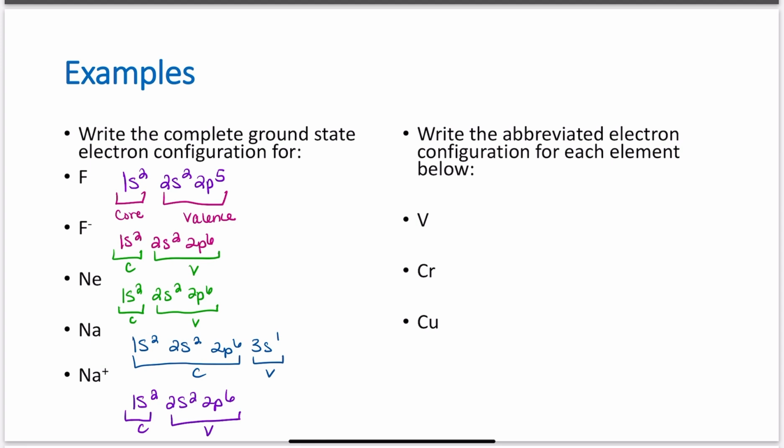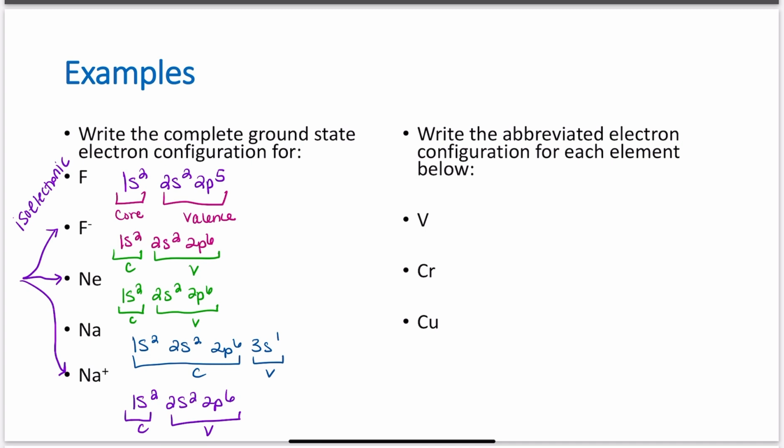But also notice that F minus, neon, and sodium ion are isoelectronic. That's why fluorine wants to gain one electron. That's why all halogens want to gain one electron. They want to be just like that noble gas that comes right after them. Your alkali metals, such as sodium, potassium, cesium, want to lose one electron so they can be like the noble gas that precedes it.